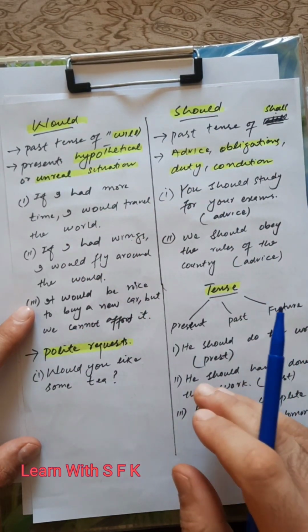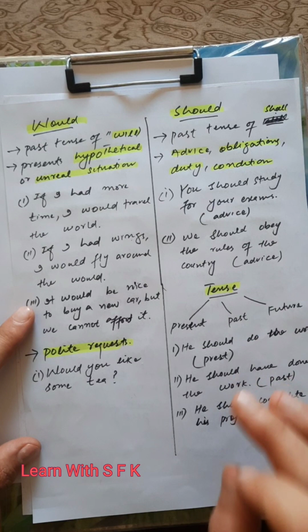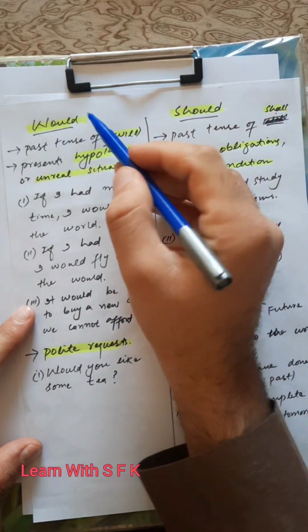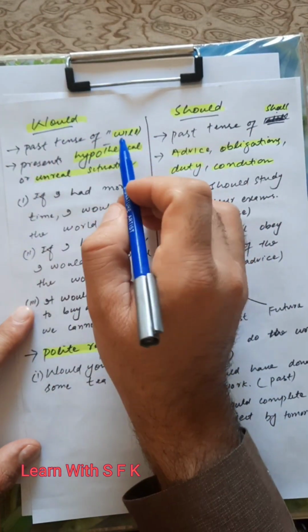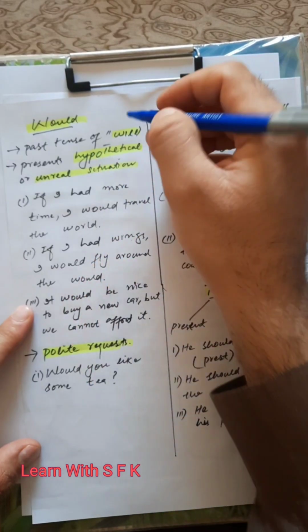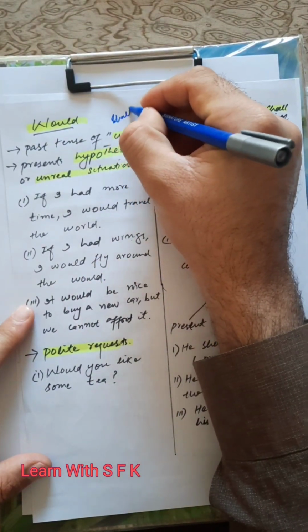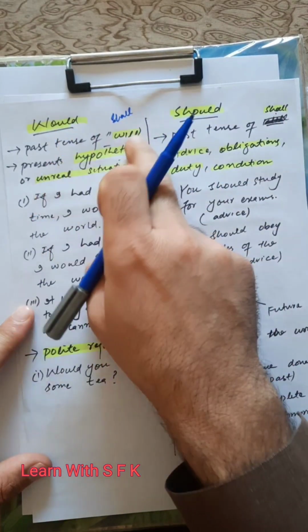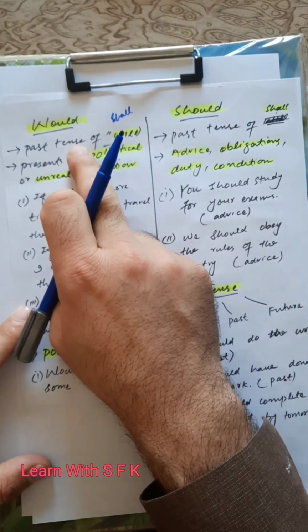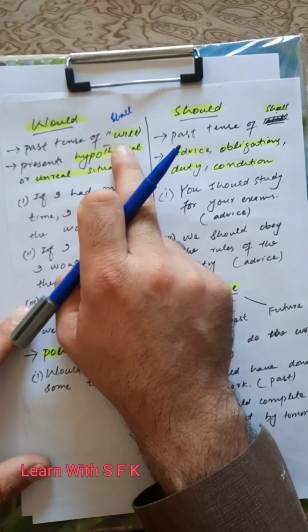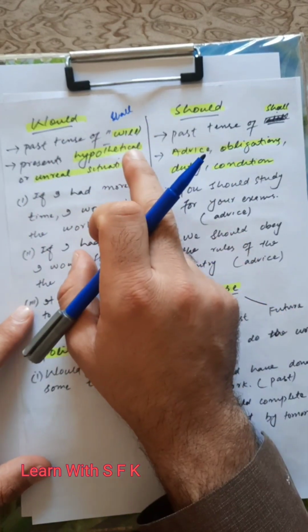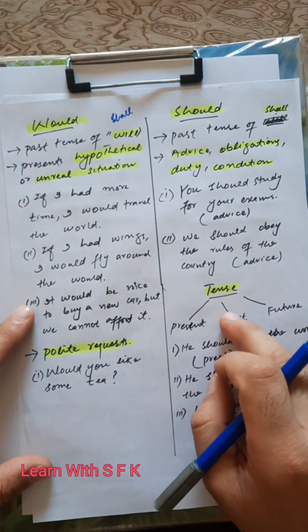How we use would and should in sentences. So remember that would is the past tense of will, but we can also use would for shall. So normally we use would for will, but you can also use would for shall.